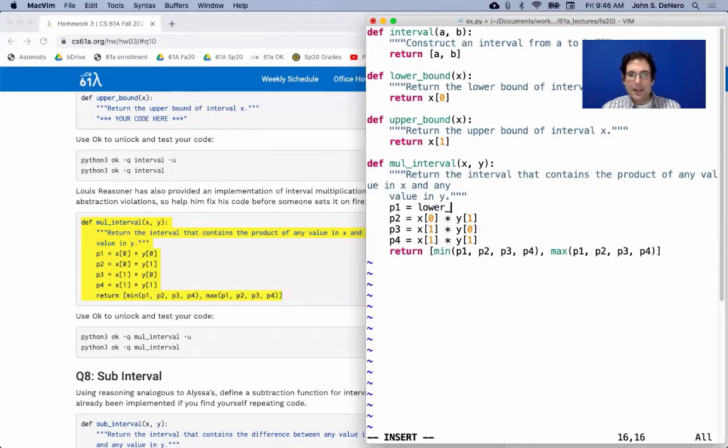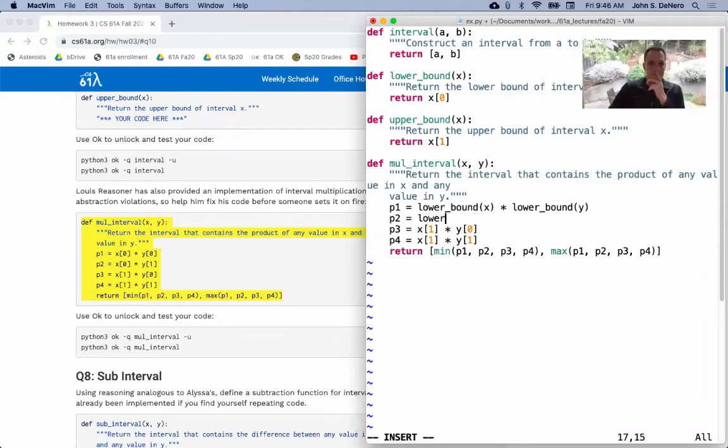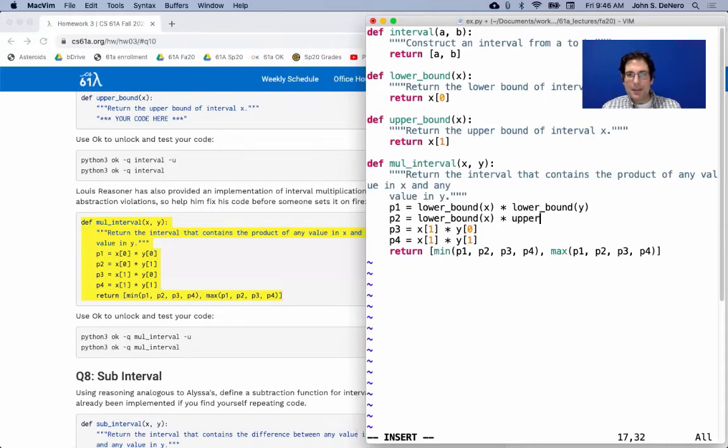the lower bound of x times the lower bound. Oh, this is going to take a while to type. Sorry. We could have the lower bound of x times the upper bound of y. We could have, okay, so let's talk about what's going on here because it's actually really important.